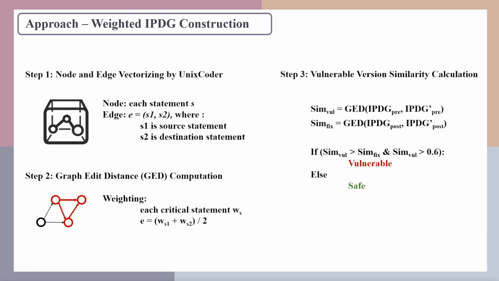Then, Vision maps the critical functions and the critical statements to the target repositories, and then runs the same pipeline mentioned before to construct the potential vulnerability signature and the potential patch signature. Finally, it uses graph edit distance to calculate the similarity of IPDGs. If the vulnerability signature similarity is greater than the patch signature similarity, and the similarity of the vulnerability signature is greater than 0.6, the target repository version is vulnerable. Otherwise, it is a safe version.